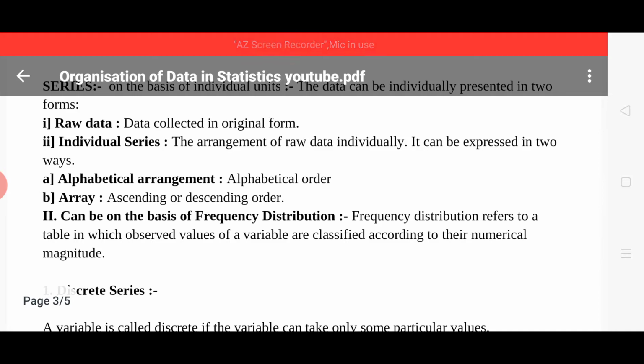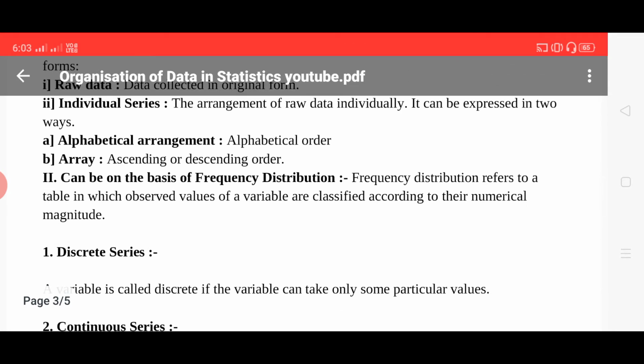Second can be on the basis of frequency distribution. Frequency distribution refers to a table in which observed values of a variable are classified according to their numerical magnitude. In individual series, there is no frequency. In frequency distribution, some number is repeated again and again, we call it frequency. Suppose you visit a mall 3 times a week. What does it mean? Your frequency is 3, so we will take it 3. So in frequency distribution, we take the frequency.